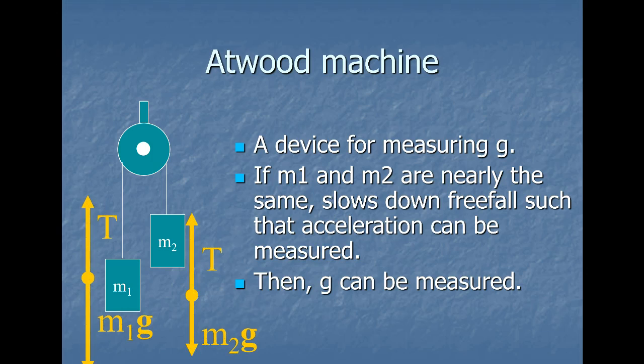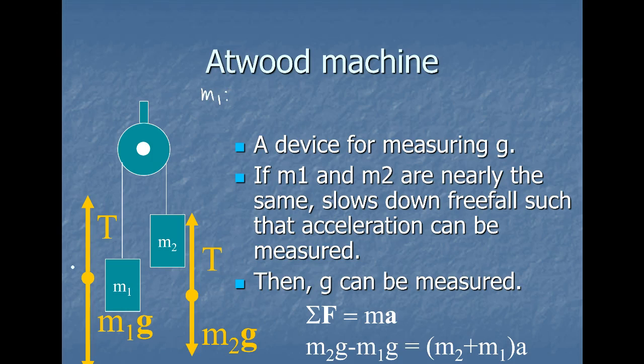And if we assume that M1 is a little bit bigger than M2, then we could write the sum of the forces is equal to MA. And we get the expression M2G minus M1G is equal to M1 plus M2 times A. So how do we get that? Well, for M1, we would assume that it accelerates down. Okay? And actually, I think for this one, we'll assume that this accelerates up.